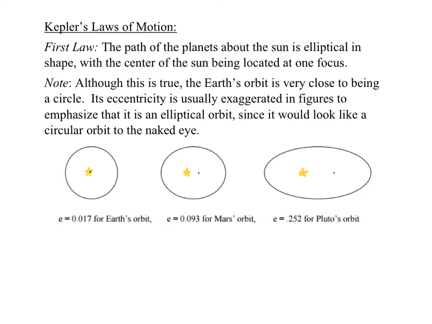What we notice is that the focal points get further and further apart as the ellipse becomes more and more eccentric. So a circle's eccentricity of 0 simply means the focal points are literally on top of each other. They line up perfectly, as opposed to what we see with Mars and Pluto. All right, let's continue. That's Kepler's first law.